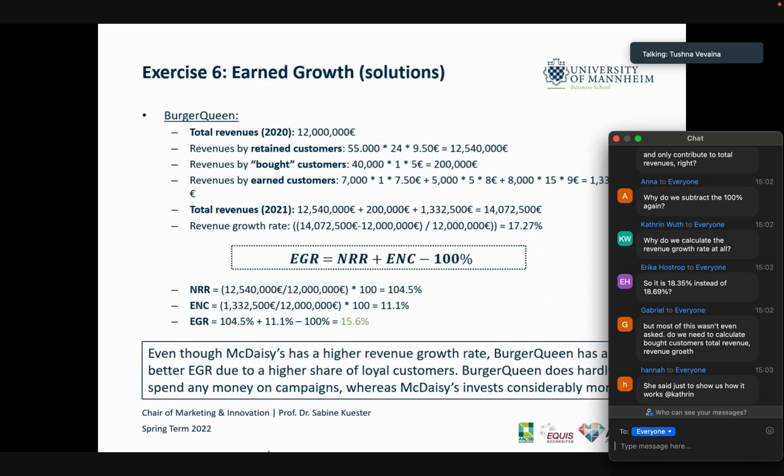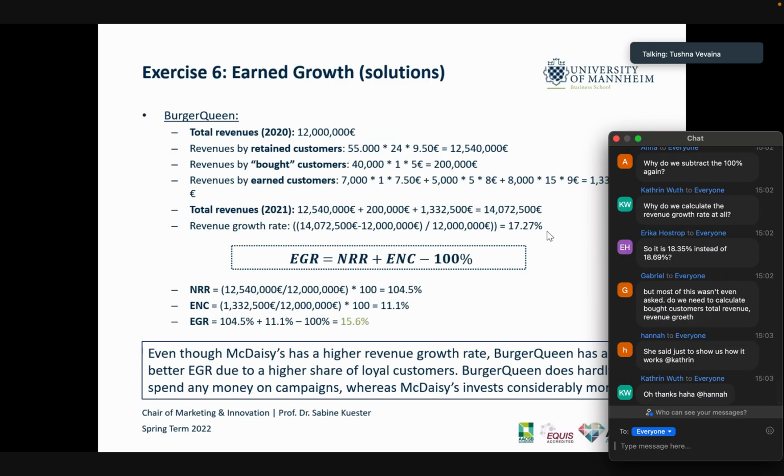So we do the same thing, and when we finally get our revenue growth rate, here we see 17.27%, but we also see a positive EGR because when we calculate our NRR we have 104.5, and we have ENC 11.1. We add up the two and deduct 100%. I saw a question about why we deduct 100%. It's because we are playing with percentages over here, so we have to stick to the same and deduct 100%.